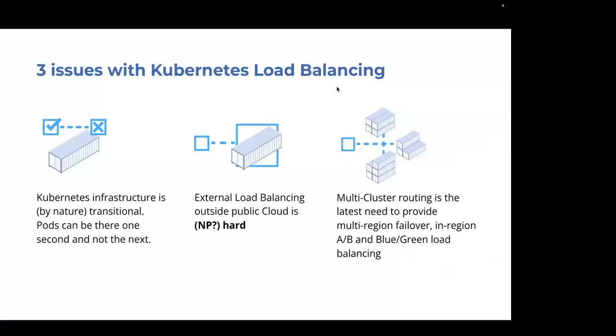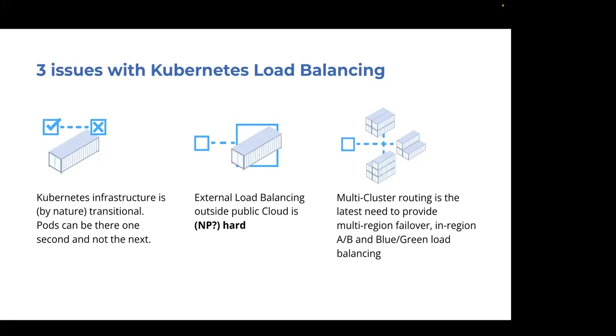Ultimately, I think the first problem is that by nature, Kubernetes infrastructure is transitional. You might have pods that can be there 1 second, not the next, by crashing or scaling up in multiple Kubernetes clusters. So you don't necessarily know what infrastructure is running in your Kubernetes apps at any time. So it's hard typically to configure load balancing for that because you might not know what the infrastructure is. And some tools like Ingress controllers have solved that in the past, but there are still some issues with that.